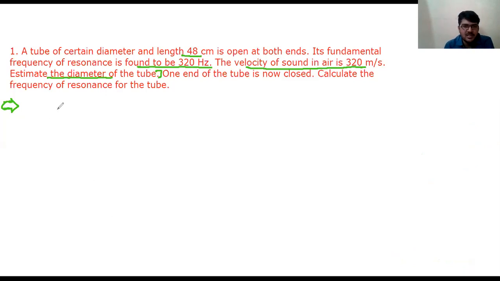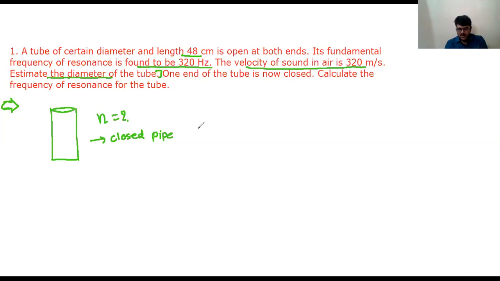So what he is doing now is closing one end of the tube like this. This is now closed. And he is asking how much the frequency is in this case. This is like a closed pipe now. So we already got the diameter, yes. So let's solve this now.